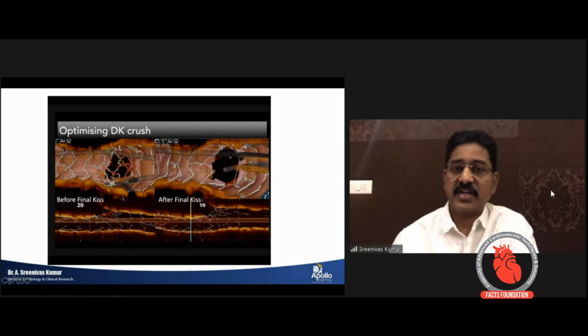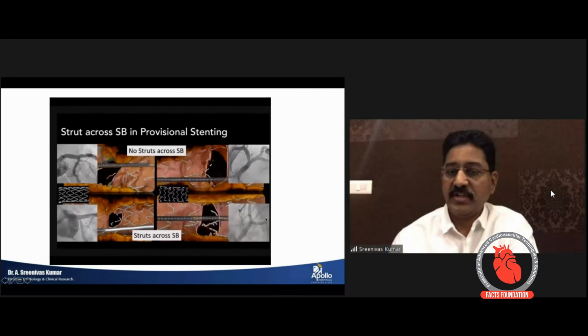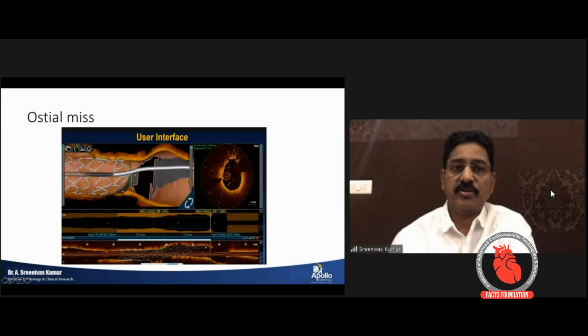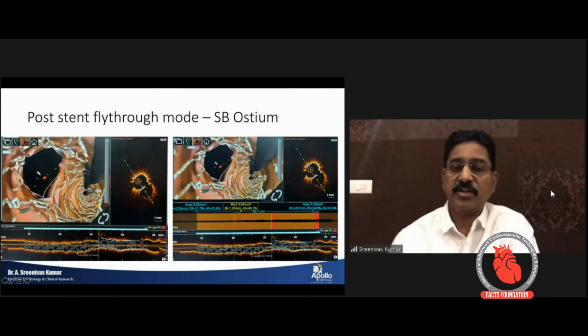If the struts are free like this, it will help in preserving the side branch result well. And if the struts are across, people say there could be bridges forming like this, and that's how the LCX ostium tends to re-stenose. That's what is seen here. And ostial miss also, sometimes if you have it, you could see it very well. OCT imaging shows such crystal clear pictures, and we can confidently say that you have done a good job and the patients do well.